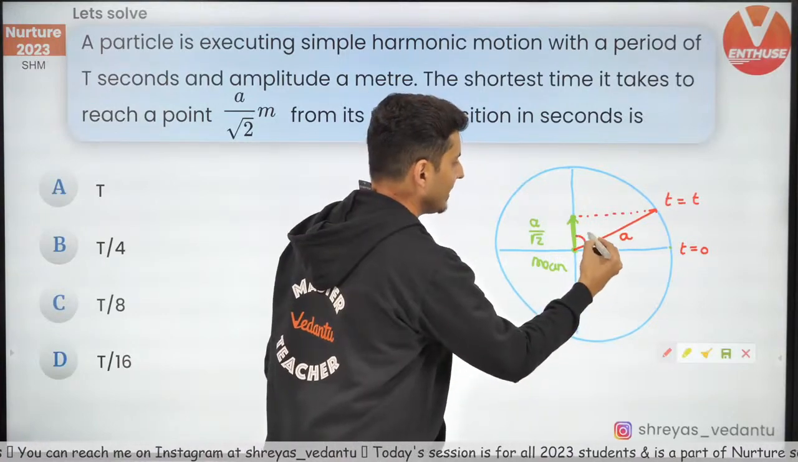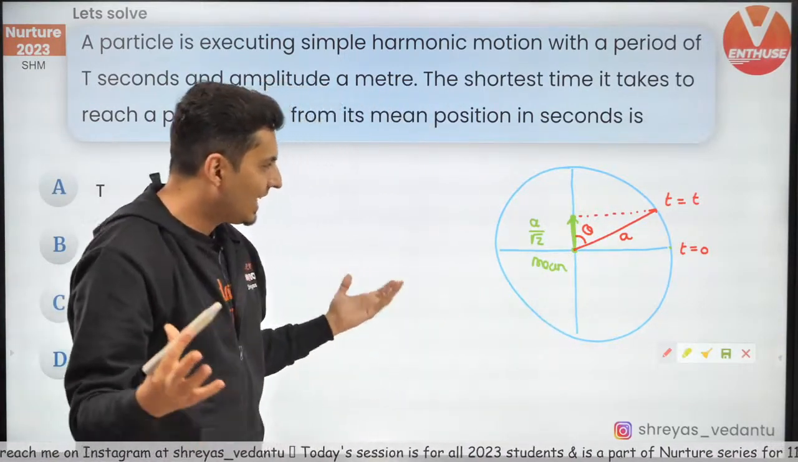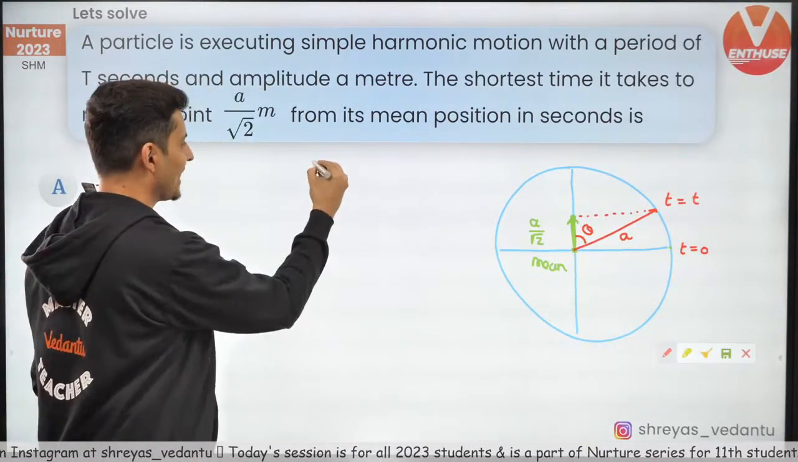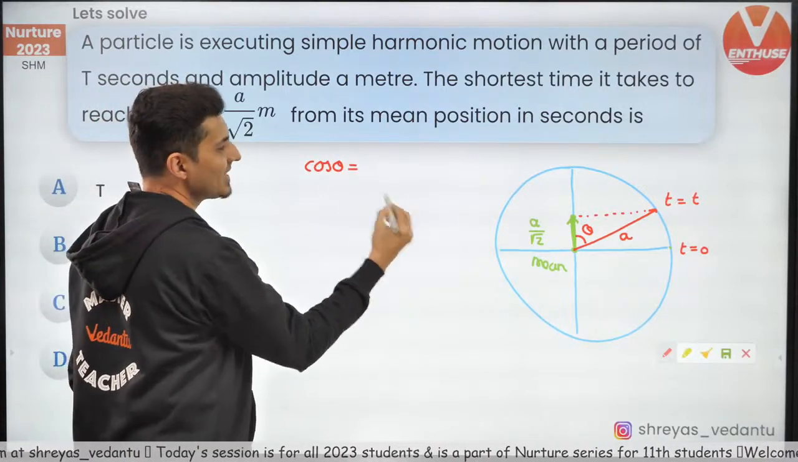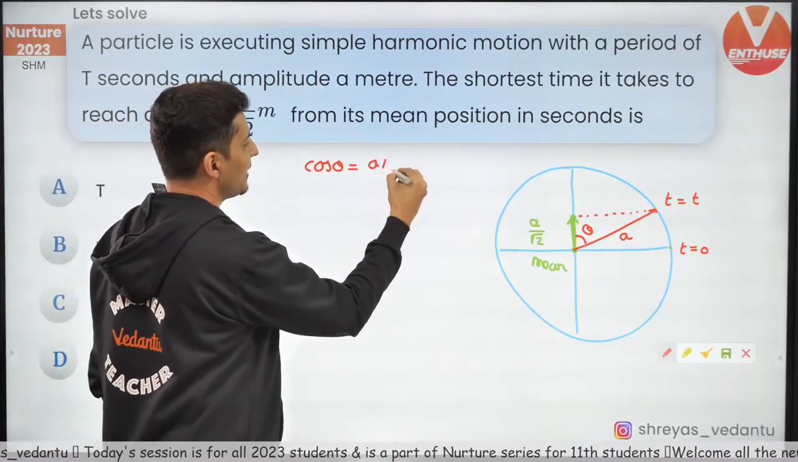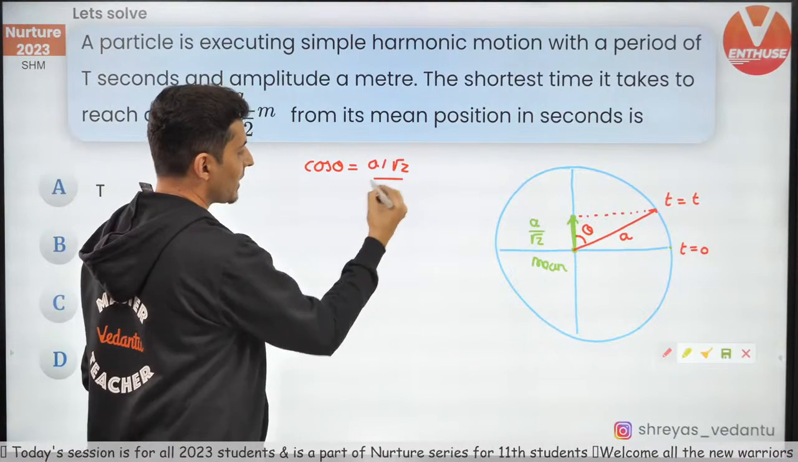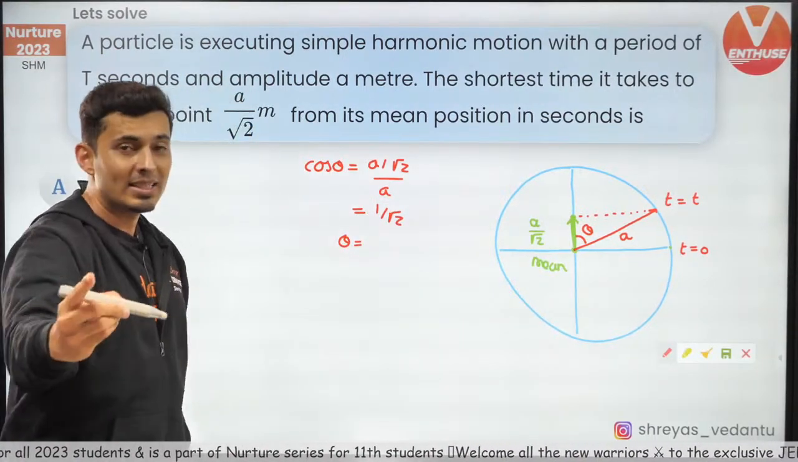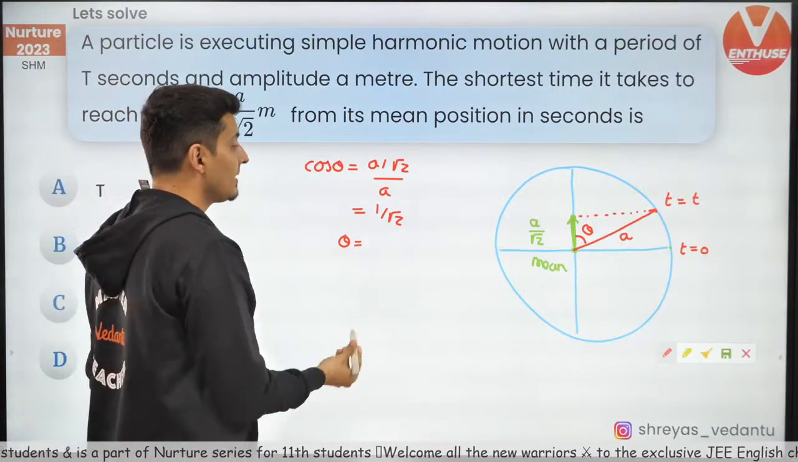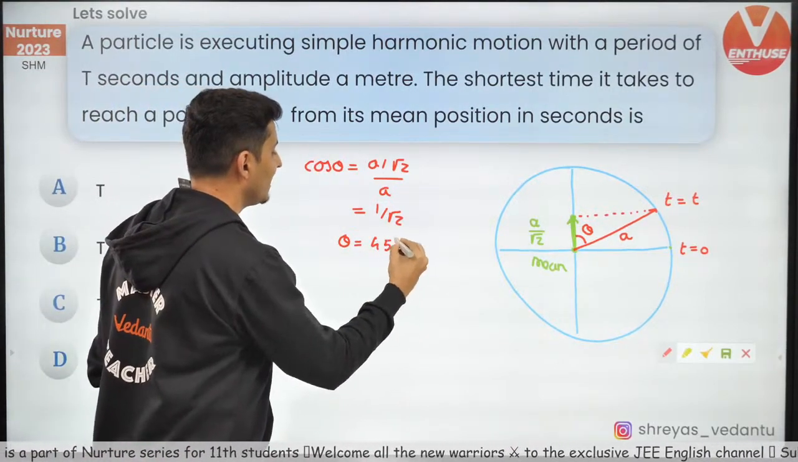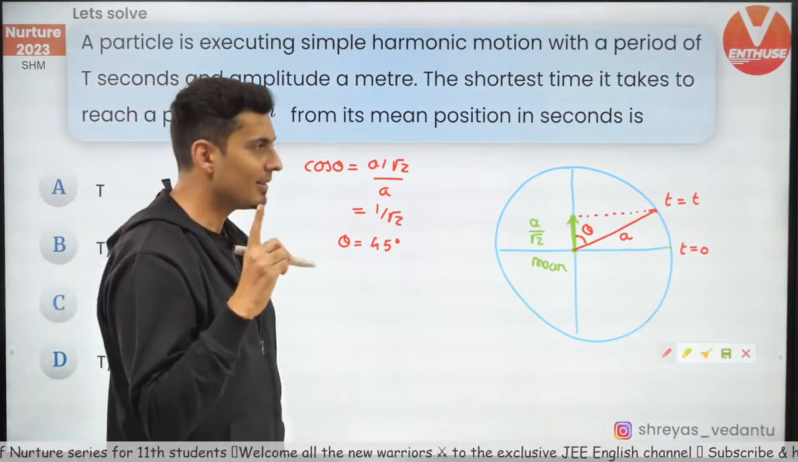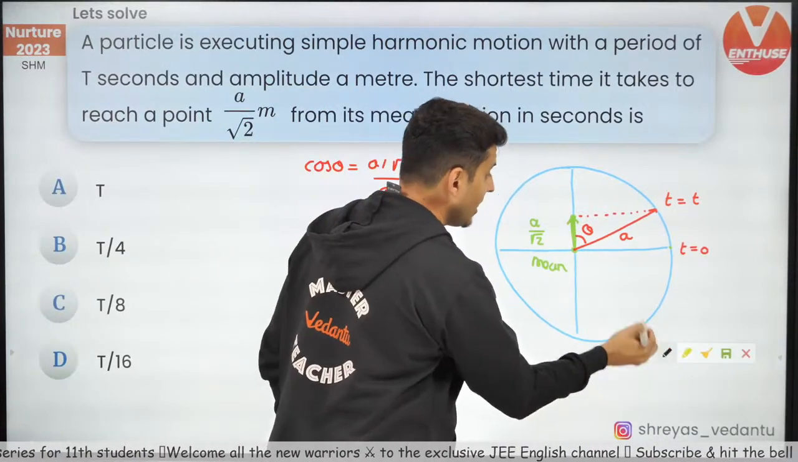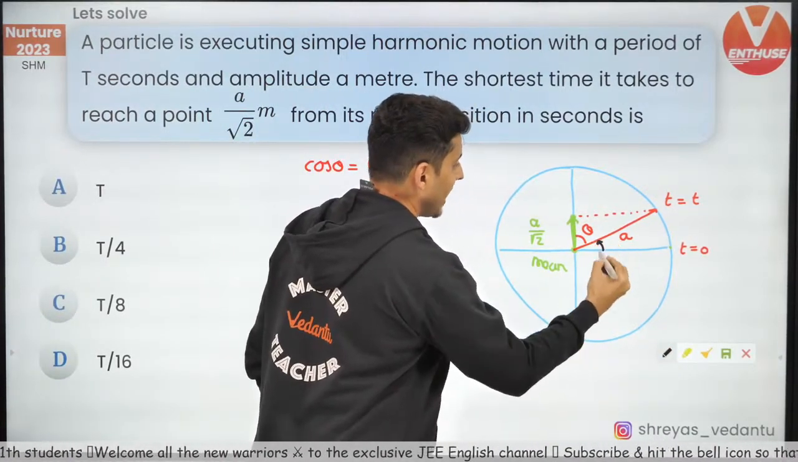Okay, again look at this angle theta. I think I can find again cos theta. Let's see what we can do next. Cos theta is adjacent side, which is A by root 2, divided by A. That means it is 1 by root 2. That means theta is, how much is theta? Cos of whose is 1 by root 2. It is 45 degrees. But that's not what I want. I want this angle. So the angle covered.